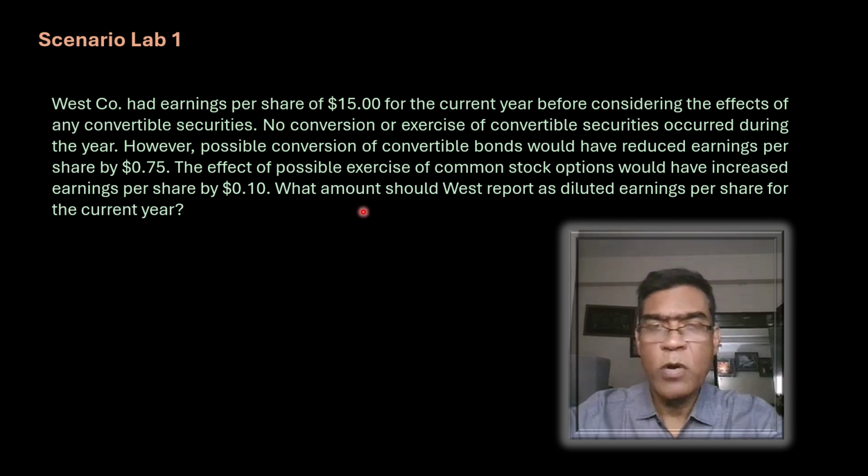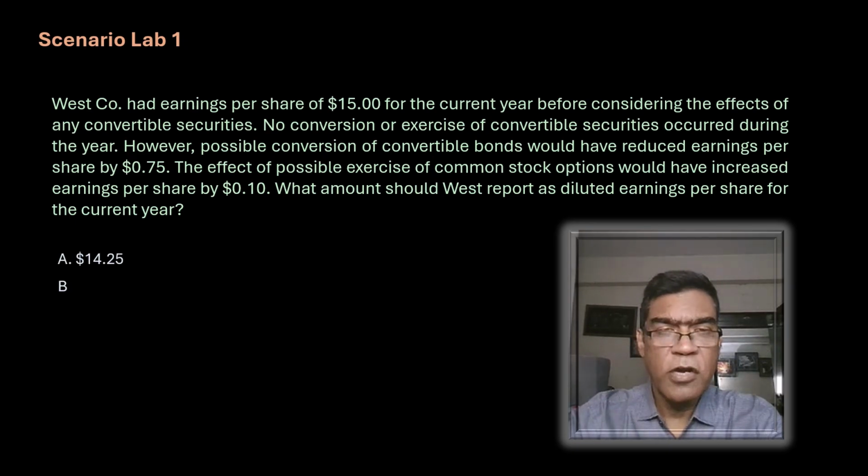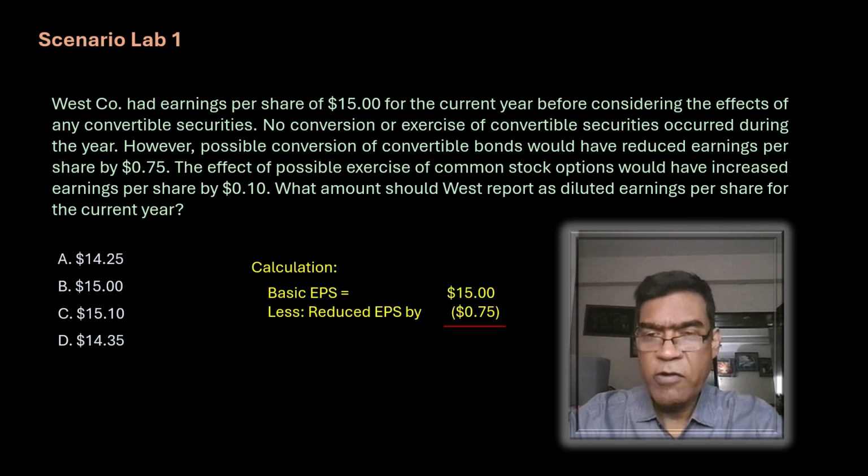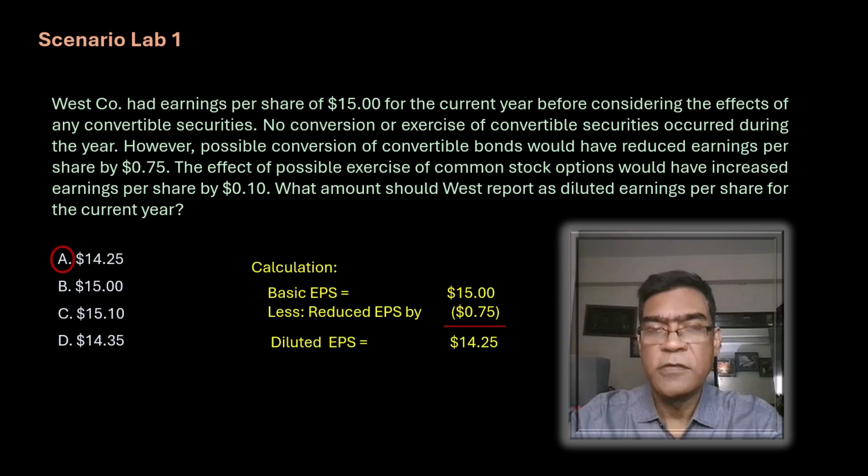What is the call of the question? What amount should West report as diluted earnings per share for the current year? So call of the question is diluted earnings per share. Let's see what is the result. A, $14.25. B, $15. C, $15.10. D, $14.35. So calculation: basic EPS, that is our baseline, $15. Let's reduce EPS by convertible bonds, 0.75. So diluted EPS is $14.25. A is the answer. Clear? Scenario Lab 2.